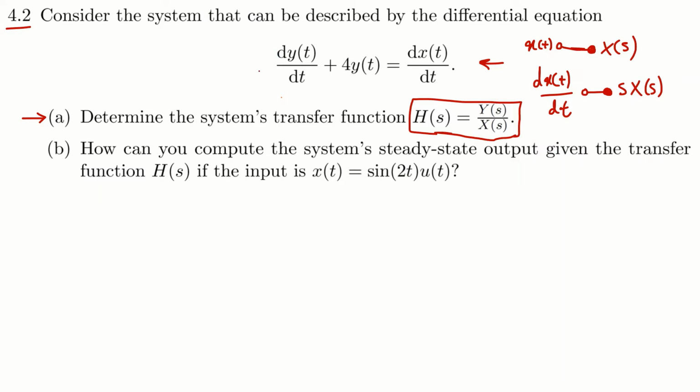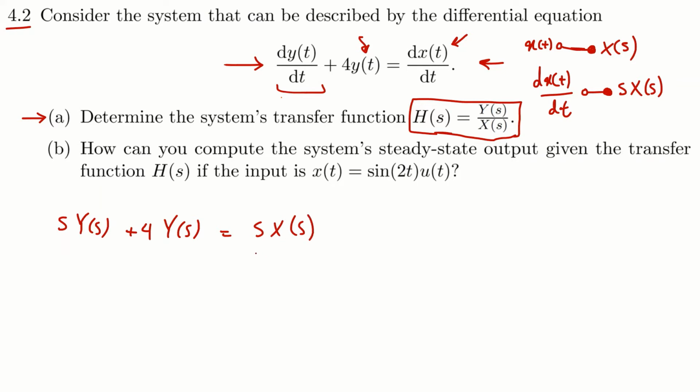That means the Laplace transform of this input-output relationship is in this form: s times Y of s for the first item, plus 4 times Y of s, because the Laplace transform of y(t) is capital Y of s, and this equals s times the Laplace transform of dx(t) over dt, which is s times X of s.